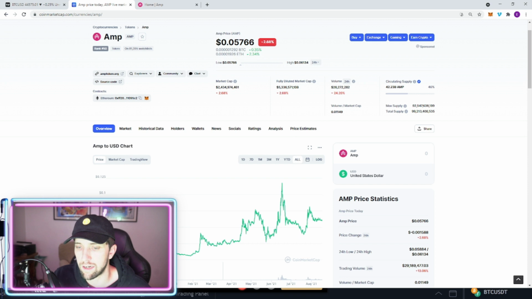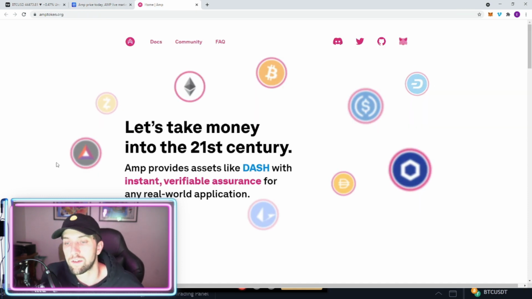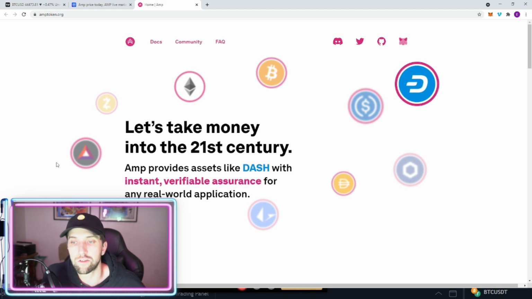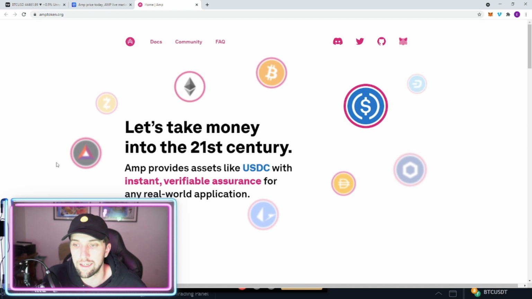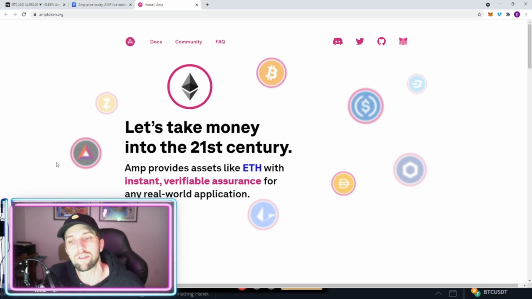Now, AMP has been around since September of 2020. It was relatively flatlined, but since February of 2021, it started to pick up a lot. AMP describes itself as a new digital collateral token that offers instant verifiable assurances for any kind of value transfer. Looking at their website, they want to take money into the 21st century, and they provide assets like Dash, Chainlink, DAI, USDC, Bitcoin, Ethereum, Zcash, and Basic Attention Token, all with instant verifiable assurance for any real world application.